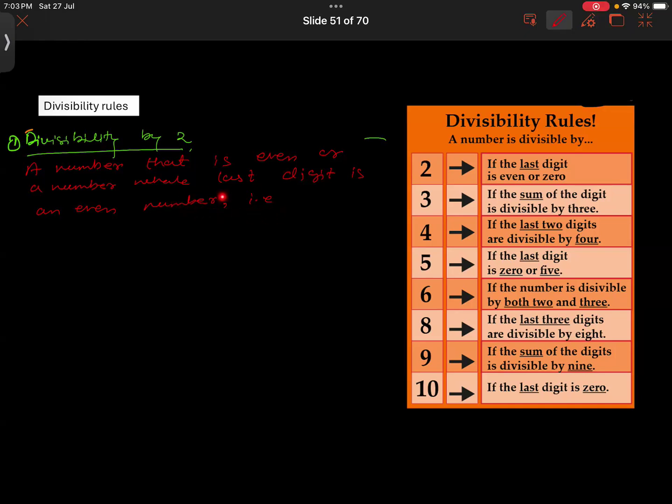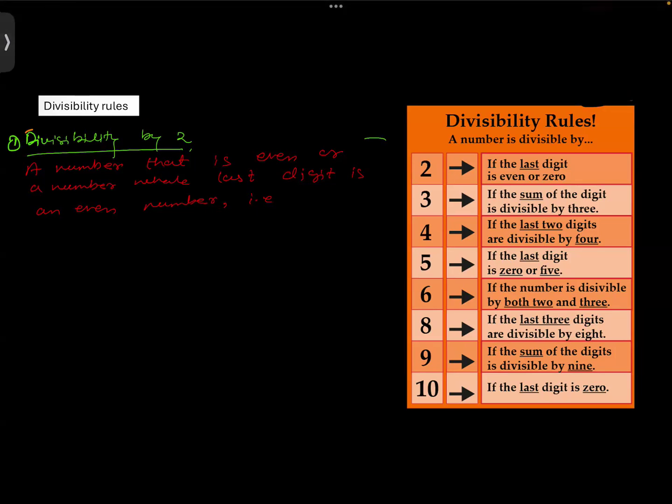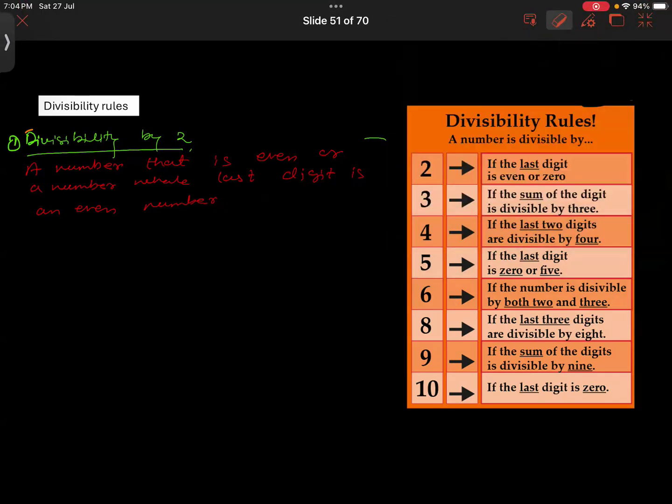Do one thing, write down this definition actually. That is a very small definition. I am giving you an elaborated definition of this. Sumaya, both of you write down the definition which I am providing. So for divisibility rule of 2, it says that a number that is even, or a number whose last digit is an even number or 0. So we have the following examples like 10, 12, 132, 186, etc.